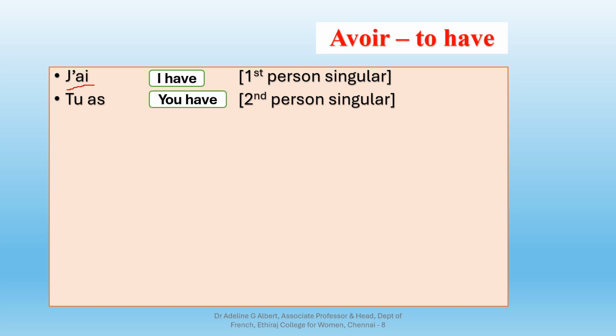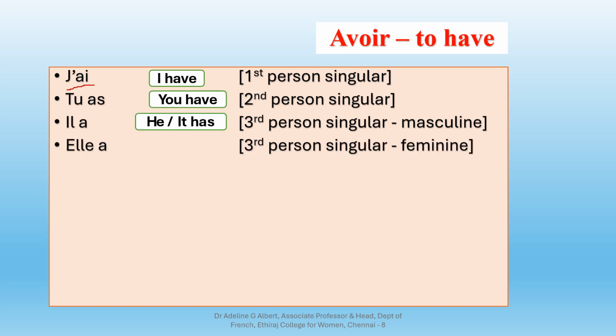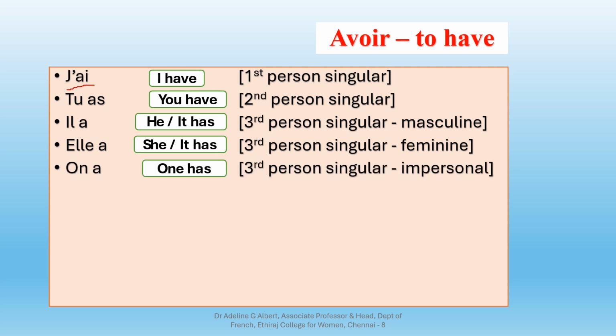Tu as, you have. Choose your subject. See, it hasn't changed. So you have to memorize your subject pronouns. But the verbs have to change with each subject. Obviously, otherwise you can't speak, right? Il a means he has or it has. Elle a means she has or it has. J'ai, I have. Tu as, you have. Il a, he has or it has. Elle a means she has or it has. And on a means one has. One has a lot of courage to come late to my class.